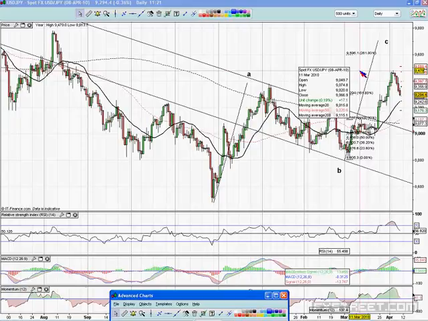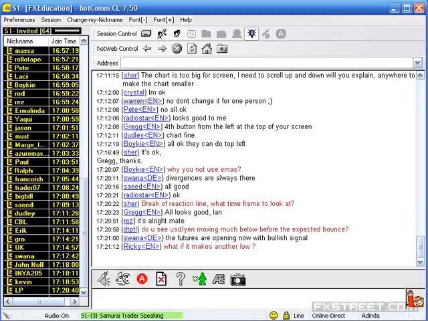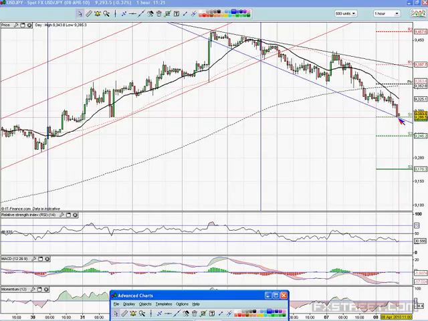Do you see dollar yen moving much below before the expected bounce higher? No, I don't expect it to move too much. Futures are opening up now with a bullish signal. What if it makes another low? If it breaks this line, then this formation is invalid.